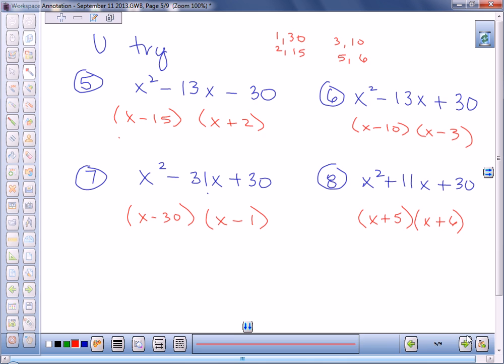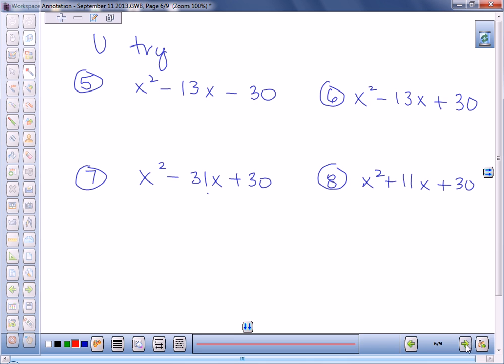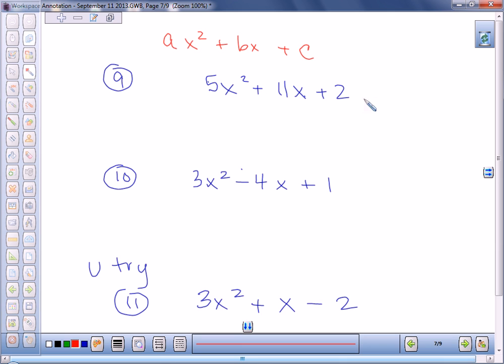let's do this kind. What we're doing now, we're still positive. All we're doing is going from where that leading coefficient was 1 to where the leading coefficient is not 1. It's something else. Okay? So I'm going to teach by example. Example 9. All right, so the problem that I'm trying to factor is 5x squared plus 11x plus 2.